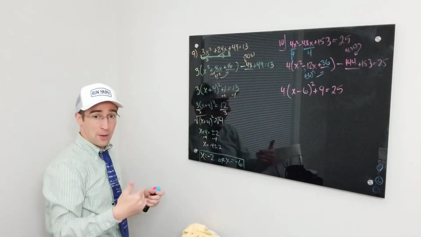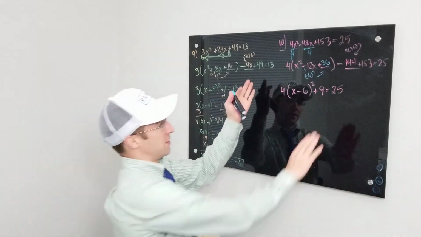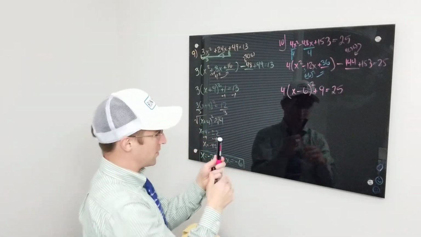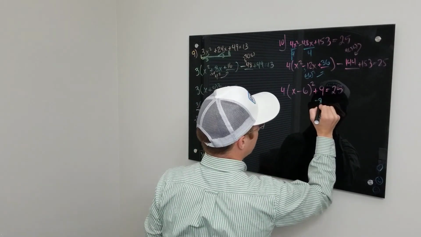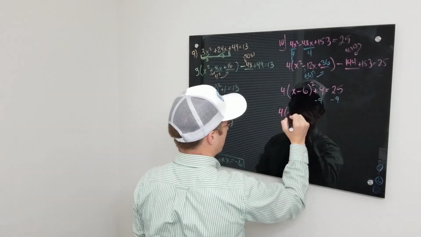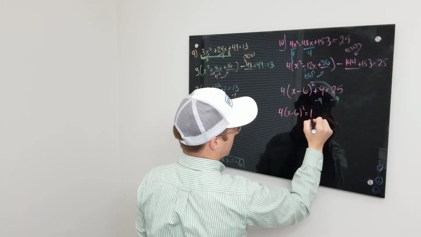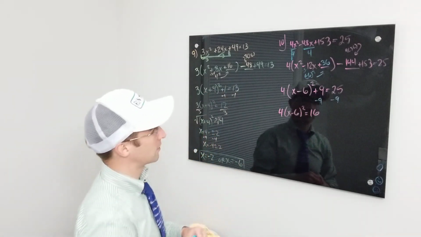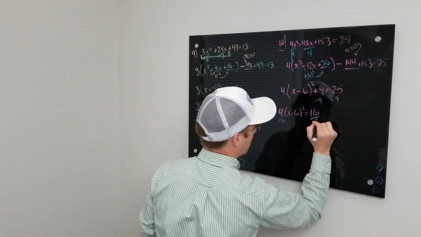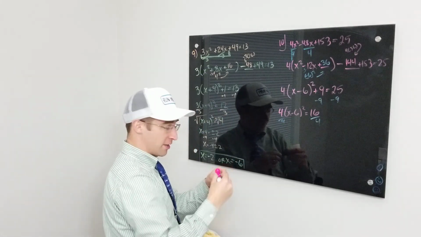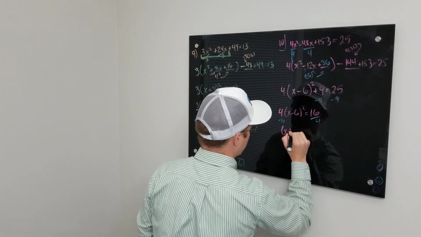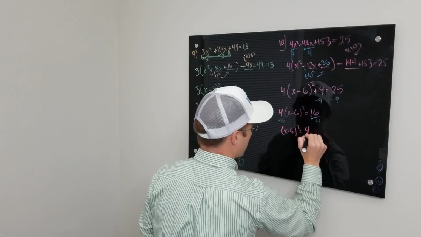So now I can just solve by working backwards. I've got this completed square, vertex form equals number. So now just minus 9, here, 4 times x minus 6 squared equals 16. We're going to divide by 4 on each side. Right, so we're just working backwards, undoing stuff just like we did in section 9.3. Here, this is x minus 6 squared equals 4 again.